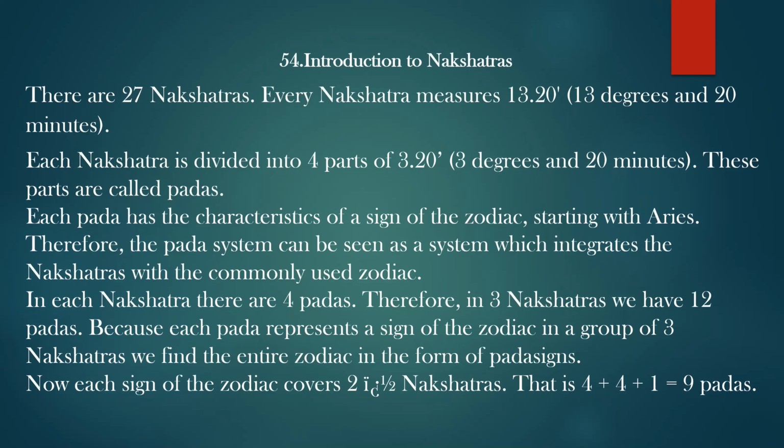Each nakshatra is divided into four equal parts. That is what gives us 3 degrees 20 minutes. Each pada has the characteristics that I said before. Because the nakshatras are so far from us, they have huge influence on humans. Nakshatras give us a lot of information when you read the chart.